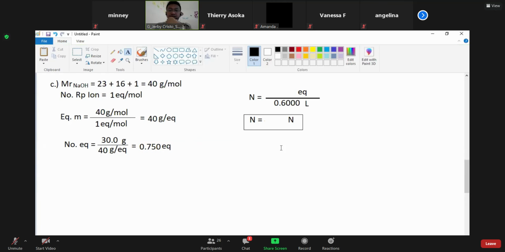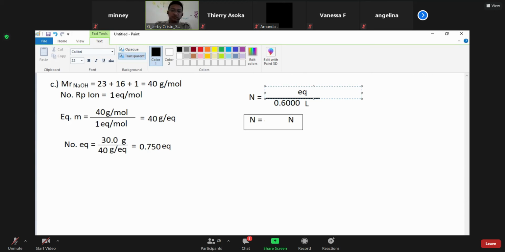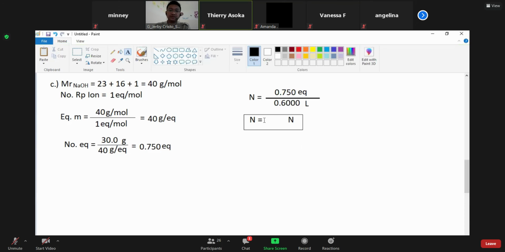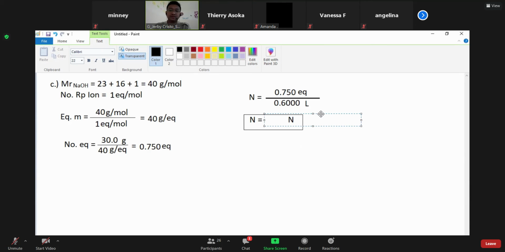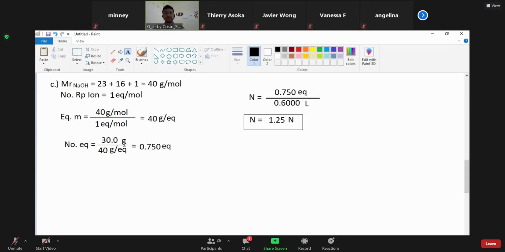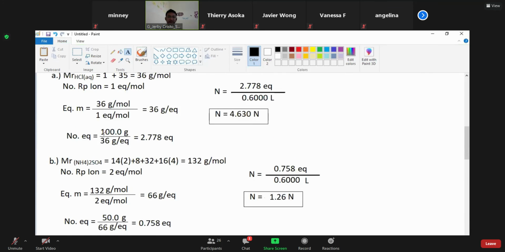Okay, next. We substitute that here. The number of equivalents is 0.750 divided by 0.6. And what's now the normality? Did you get the same? Yes, it should be 1.25 normal.